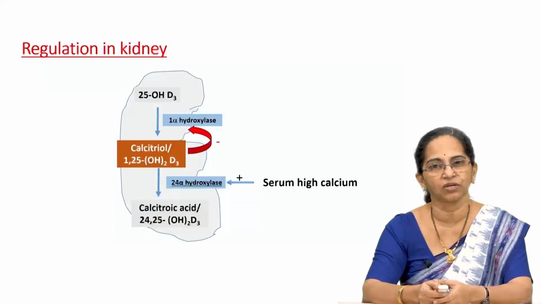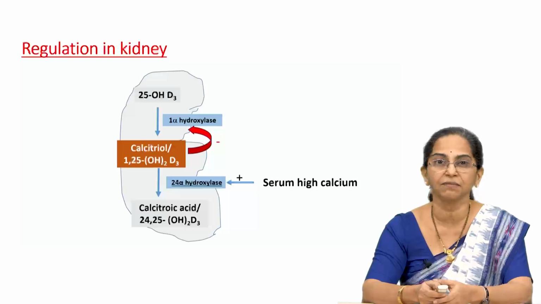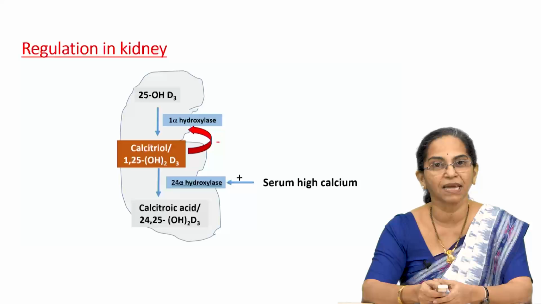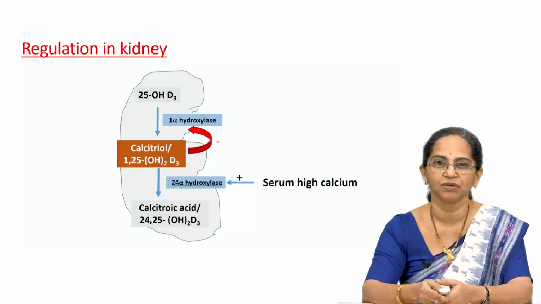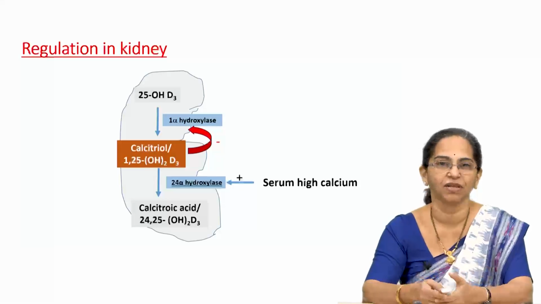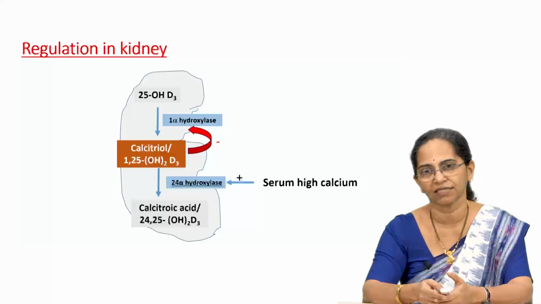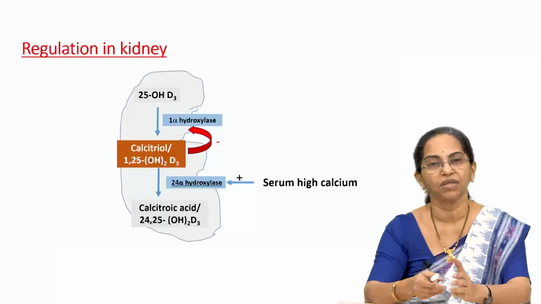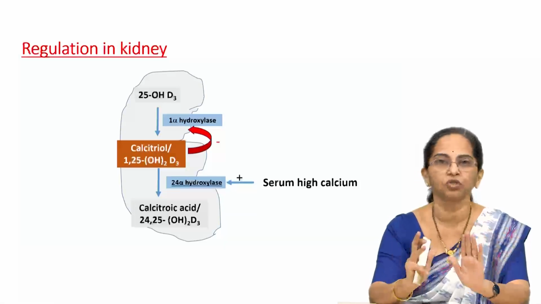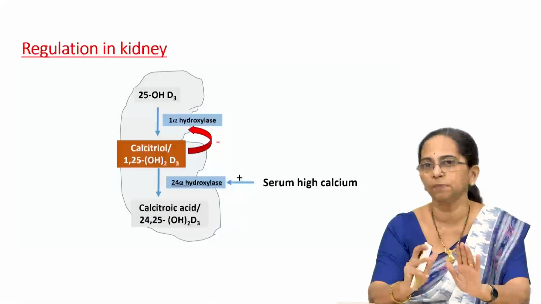Now, if calcium levels go on increasing and become very high, you don't actually want calcitriol. So look at this reaction. When serum calcium levels are extremely high within the kidney, another enzyme is activated. The name of the enzyme is 24-alpha hydroxylase, and this 24-alpha hydroxylase tries to deactivate calcitriol. The deactivated version is called calcitroic acid. This is brought about with the help of the enzyme 24-alpha hydroxylase. So that's about how, when the calcium levels go high, you try to stop calcitriol synthesis and stop the rise of calcium level.